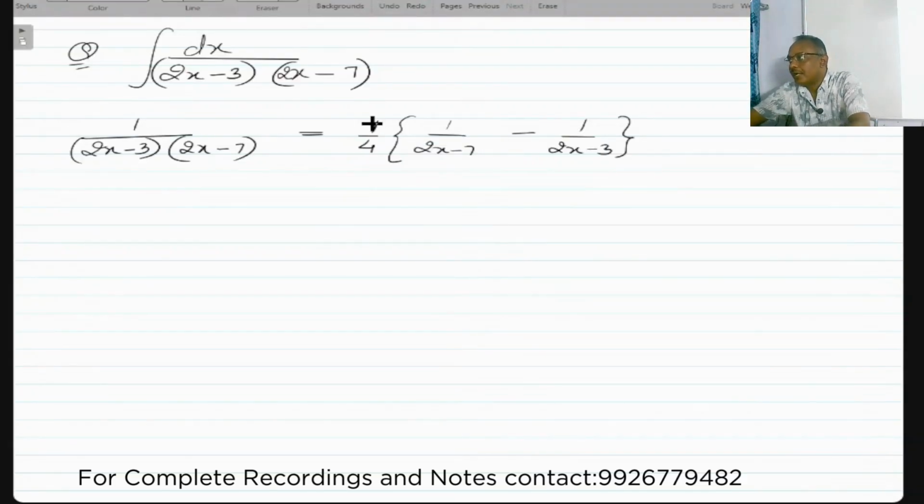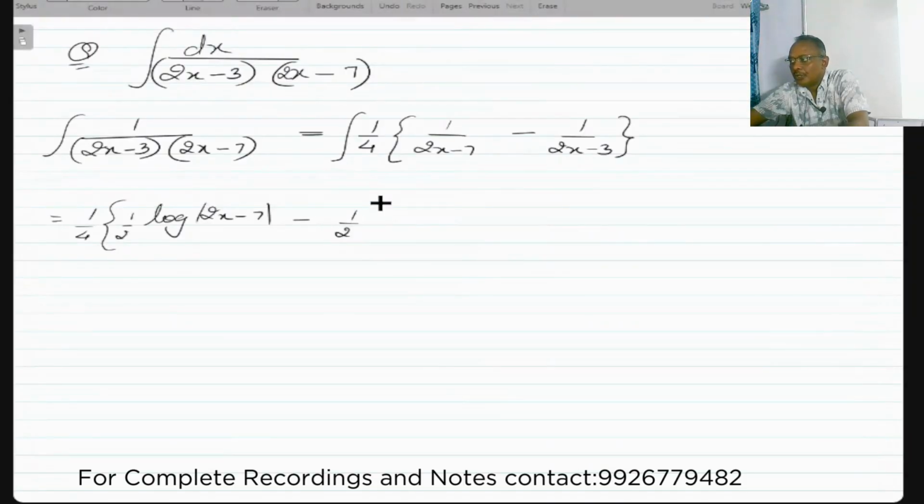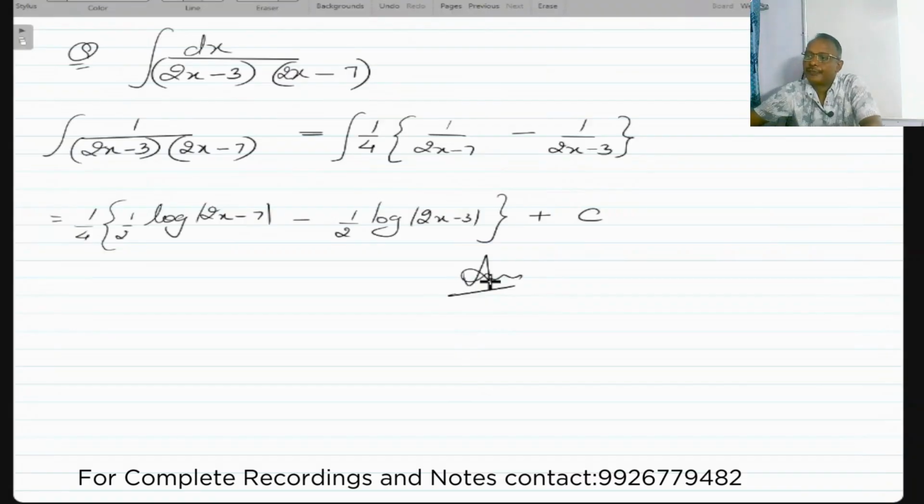If I want to integrate this, my answer would become log of 2x minus 7. x का कोएफिशिएंट डिवाइड कर दो. 1/2 log of 2x minus 3. 1/2 को भी बाहर निकाल लो. That is your answer. Is that clear?